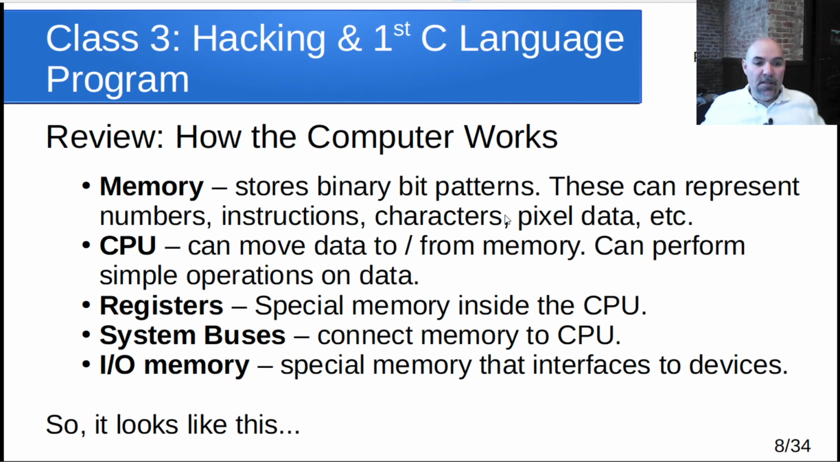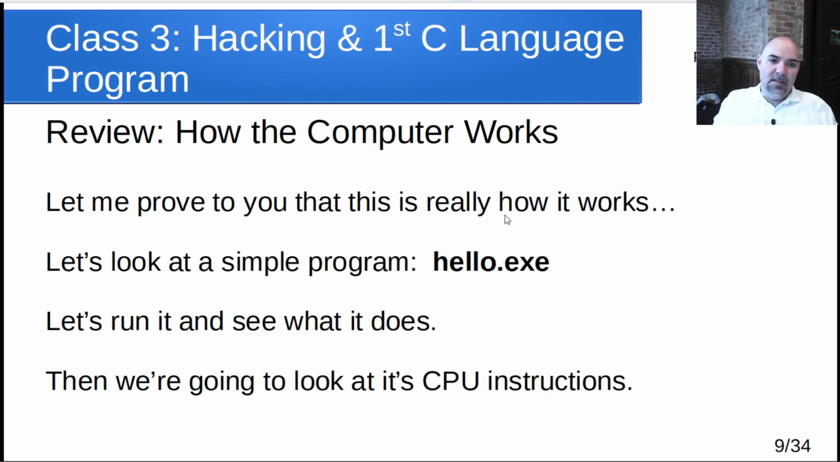Okay, so there are those components that we talked about. We had memory, we've got the CPU, we've got registers, we've got the system buses, and we've got that I/O memory, that's the special memory that interfaces to devices. And we already looked at what that looked like. So I want to prove to you that that's really how the computer works. So we're going to take a little bit of time here to do that.